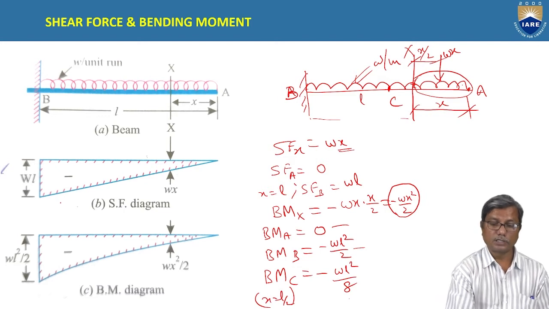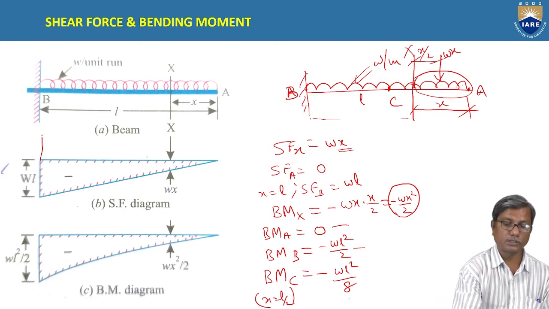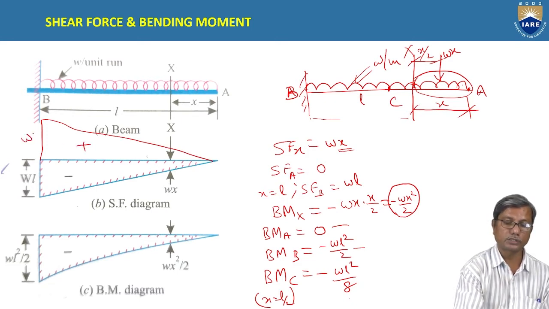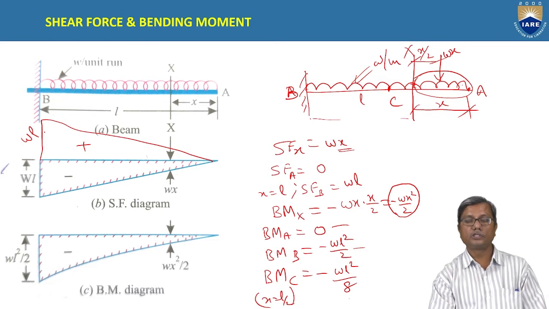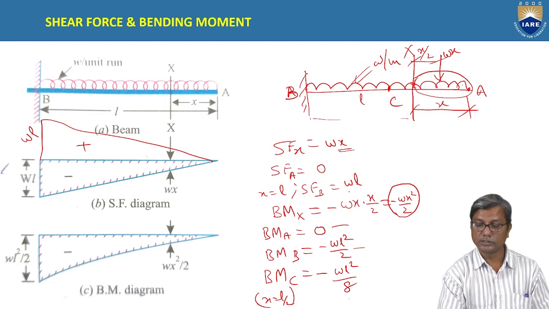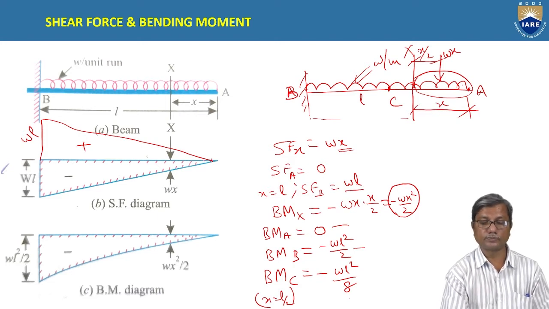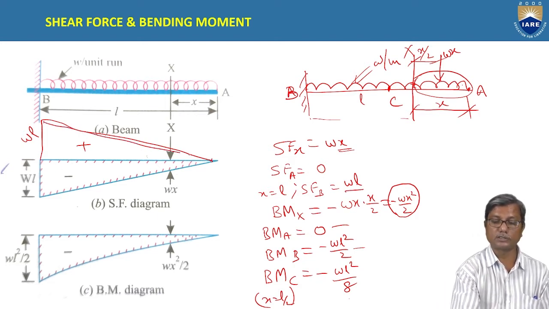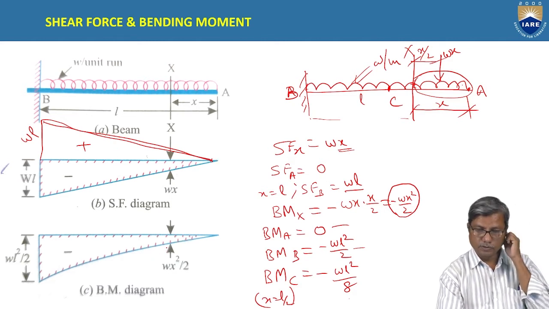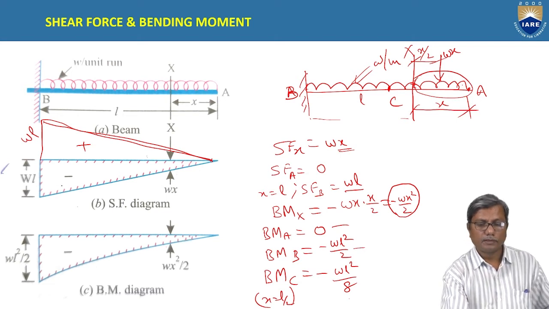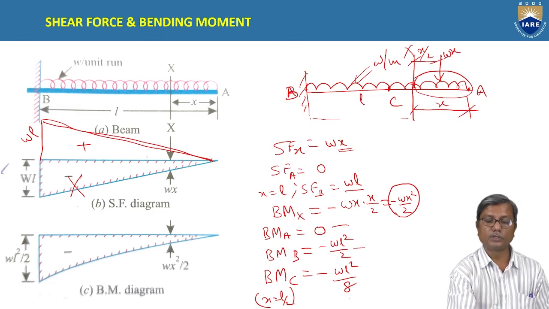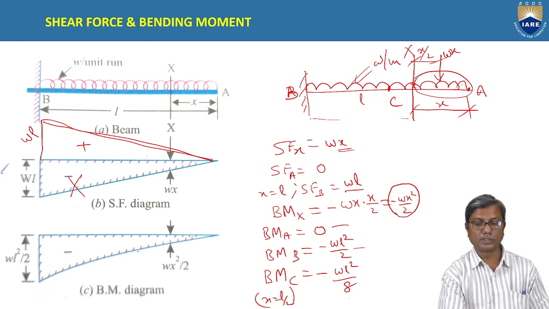For plotting the diagram, same thing. This we will draw upward because we consider the shear force as positive. The shear force at the fixed end B is WL, and at A it is 0. So it is a straight line variation, a triangle. As per our convention, we will draw it upwards above the axis.